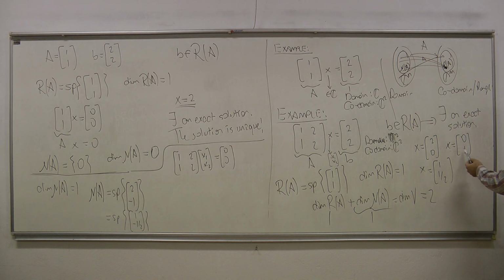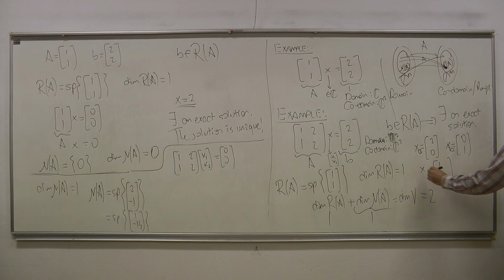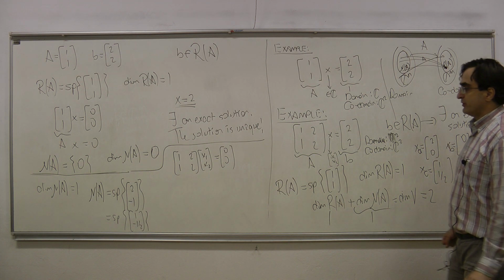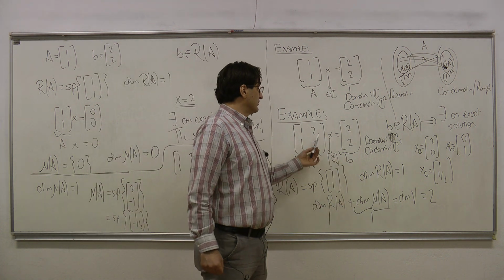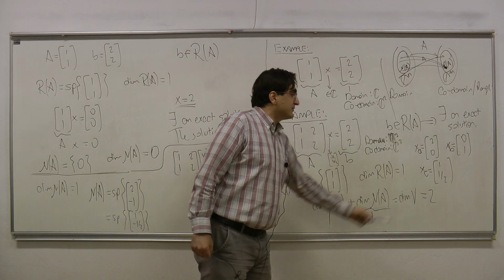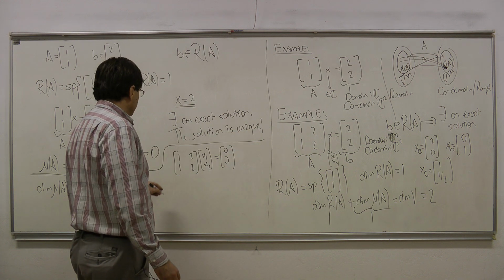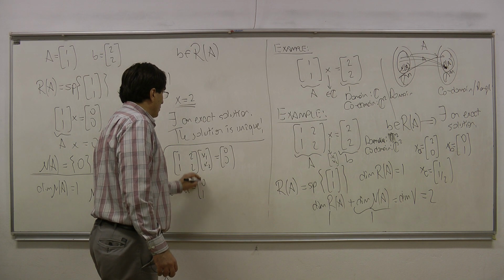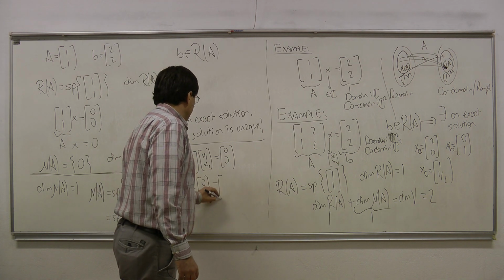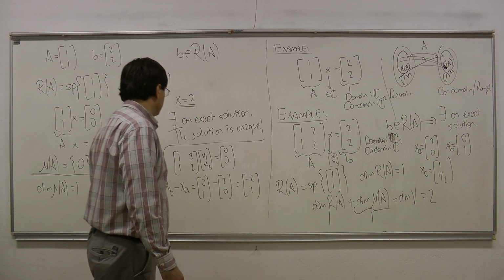Now I want to show you something. I have actually found 3 different solutions. Let me say this is my XA, this is XB, and this is XC. I know that all 3 of these solutions are exact solutions of this equation. XA, XB, XC are all exact solutions. Let me subtract XA from XB. XB minus XA is 0, 1 minus 2, 0, and this gives me minus 2 and 1.